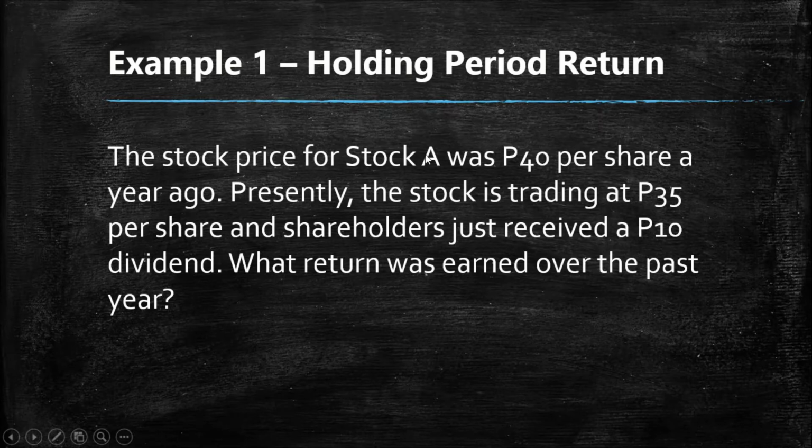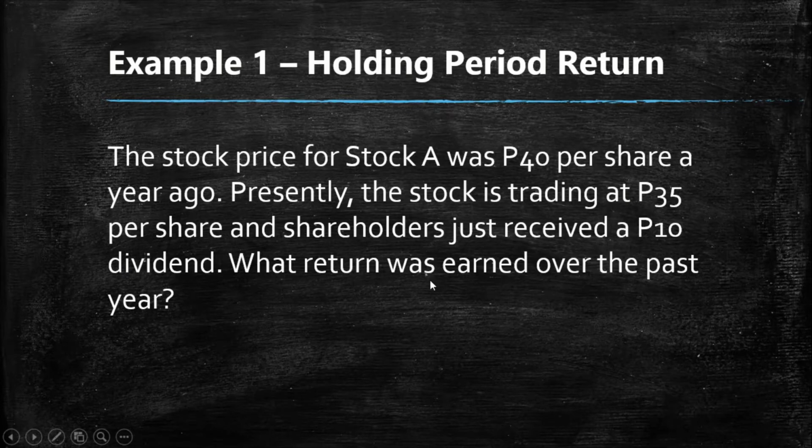So, with any math problems, ang lagi mong unang hanapin or ang una mong i-establish is yung mga given mo. You know that 40 pesos is the T minus 1. This is your price last year. And your T right now is 35 because this is the current trading price. Nakasulat presently. And you know that the dividend or yung D is 10 pesos. Now, what you have to do is to just simply insert all of the values in our formula.